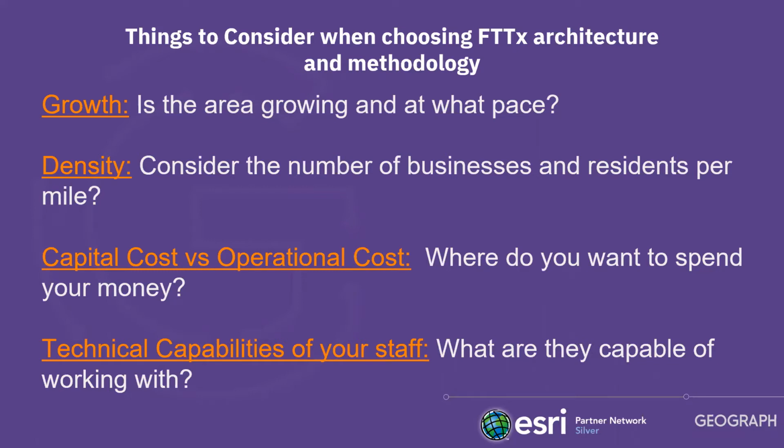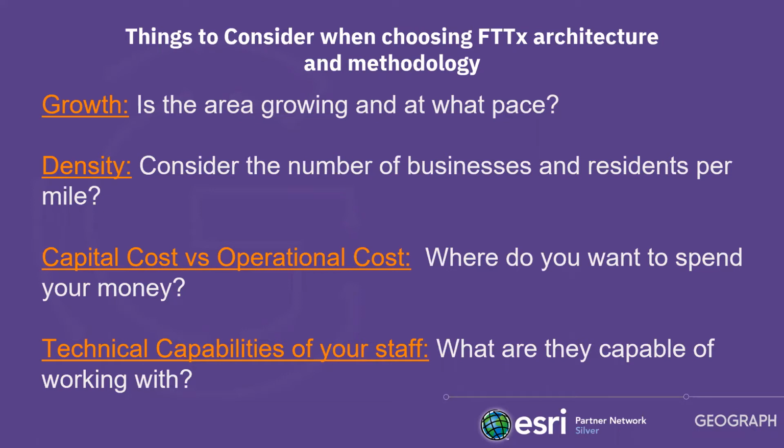Density. So what do we mean by density? It's really thinking about the number of businesses and residents per mile. How many services are you going to be providing in a mile of plant? We always bring everything back to a KPI of miles of plant. So how many services per mile of plant, cost per mile of plant, all KPIs centered around that. And density really affects how those numbers are calculated. And so understanding the density of the area you're working in is something to really take into consideration during your planning.